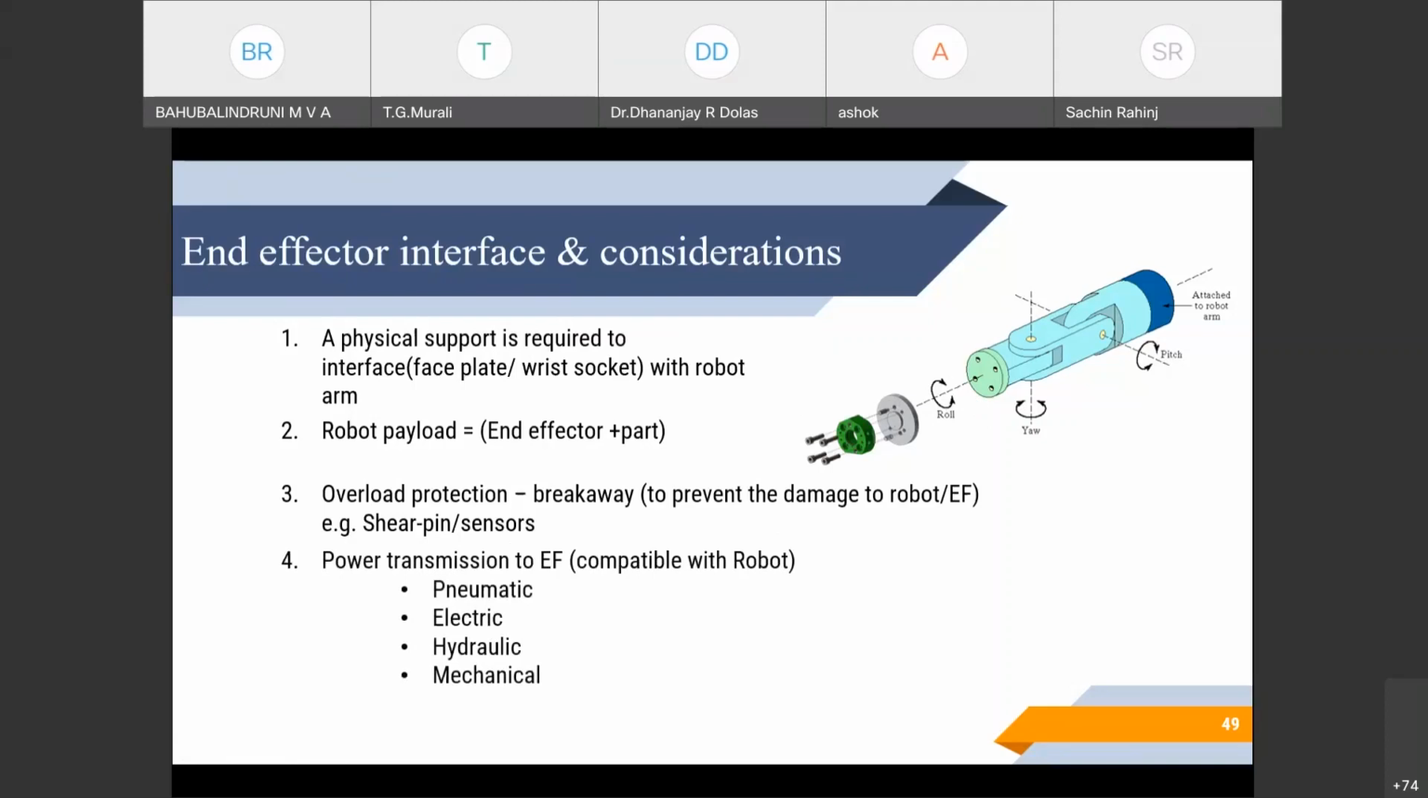Whenever you are fixing an end effector to a robot, we also must ensure the kind of actuation or power source for the end effector to perform the task efficiently, because the robot will give its own movement, and in coordination with that movement, the power source should also actuate the end effector to complete the task efficiently.